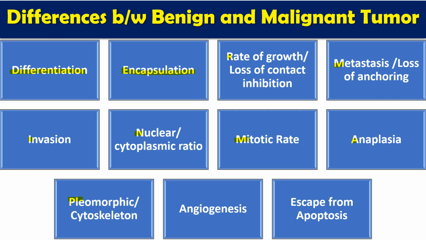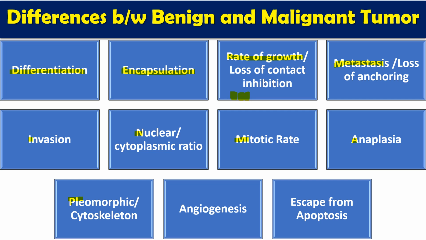Encapsulation means covering. Rate of growth or loss of contact. Normally, because the rate of growth is very fast, these cells are going to lose contact inhibition. Contact inhibition means when two cells come close to each other, if their cell peripheries come close, they will stop their growth. So our normal cells grow in a single layer on the substratum, whereas because of loss of contact inhibition, cancer cells grow in multiple layers. So that is because of loss of contact inhibition.